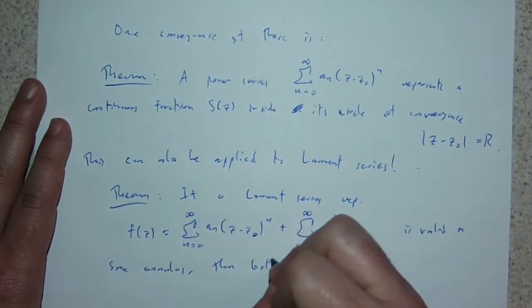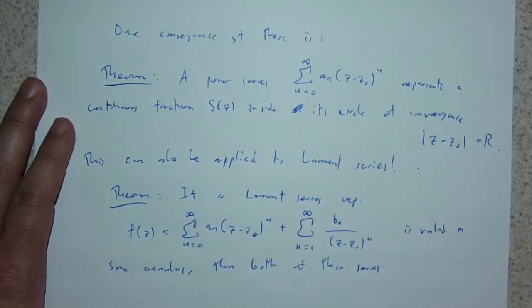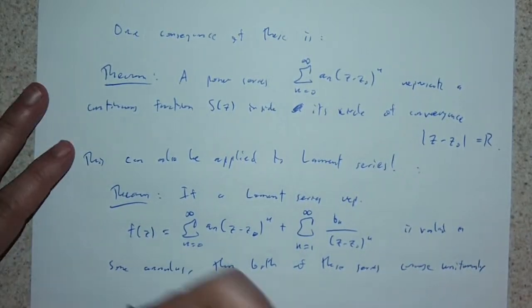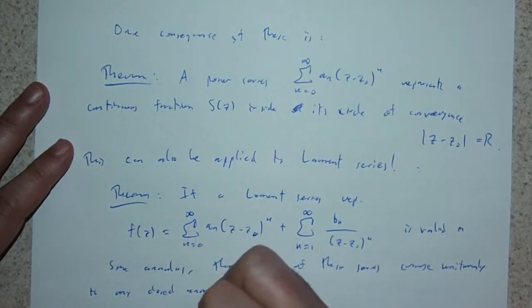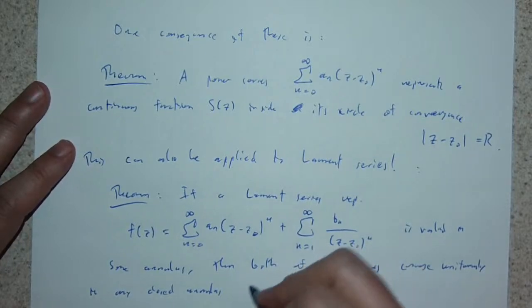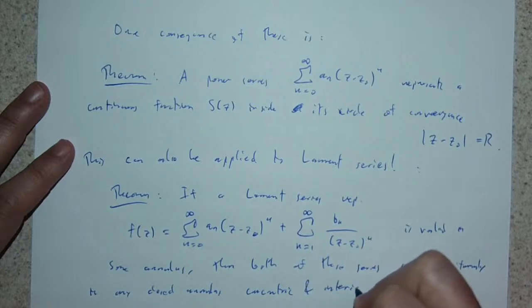then both of these series converge uniformly in any closed annulus which is concentric to and interior to that region. Okay, then both of these series converge uniformly in any closed annulus concentric to and interior to that region. So concentric and interior to that region.